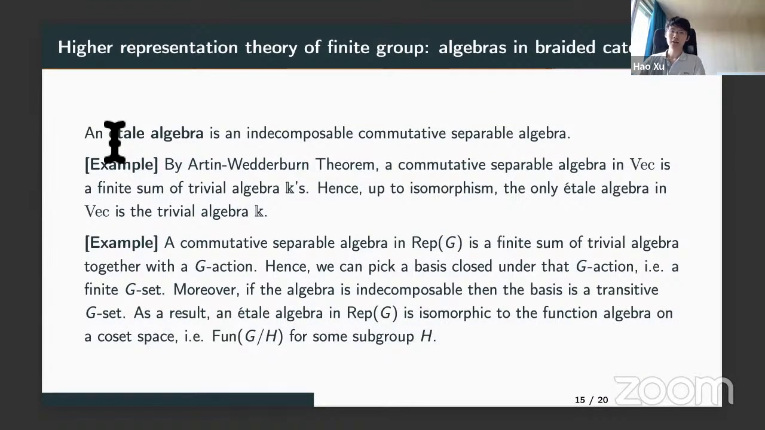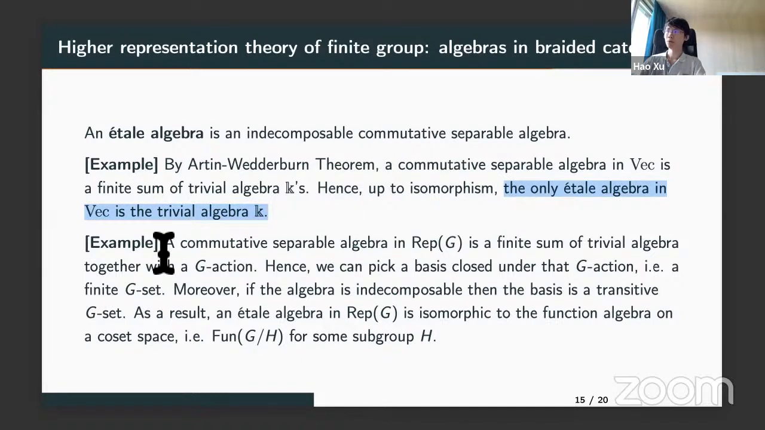We define an étale algebra to be an indecomposable commutative separable algebra in B. We also have examples in the category of vector spaces. By the Artin-Wedderburn theorem, a commutative separable algebra is a finite sum of matrix algebras of size 1. So it's a finite sum of the trivial algebra, up to isomorphism. If we only require it to be indecomposable, then the only étale algebra you get is just the trivial algebra.